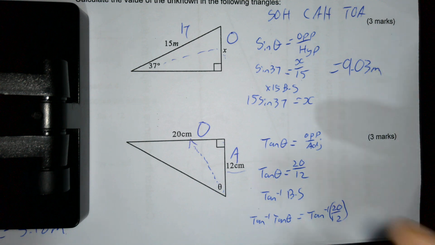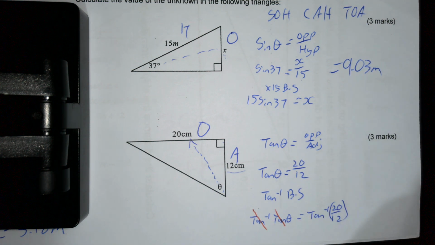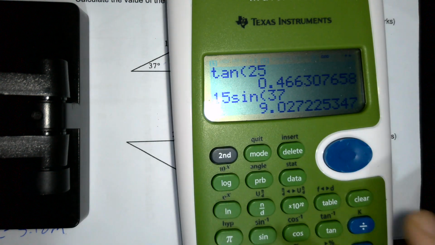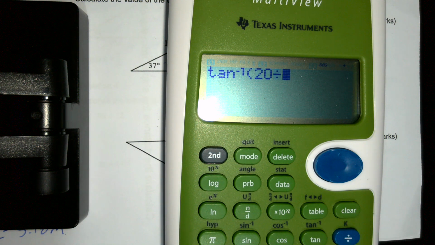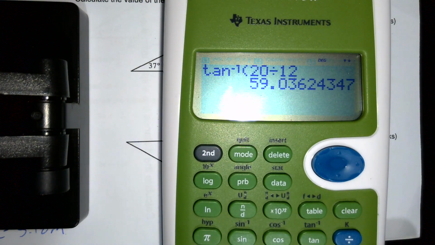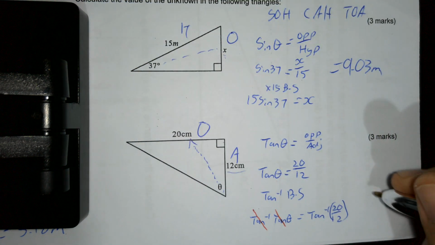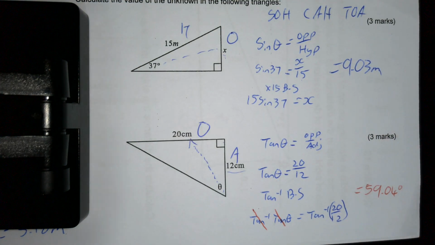These two cancel each other out. All I'm left with is just theta equals arctan 20 on 12. So I've got to put into my calculator arctan 20 on 12. Bam. 59.04. So my answer will be 59.04 degrees. Because remember, we use the inverse, arctan, arcsine, arccos, for angles.